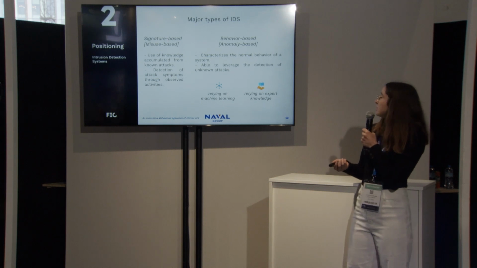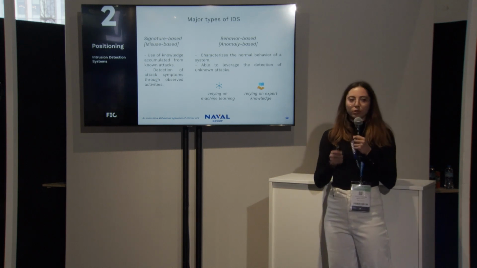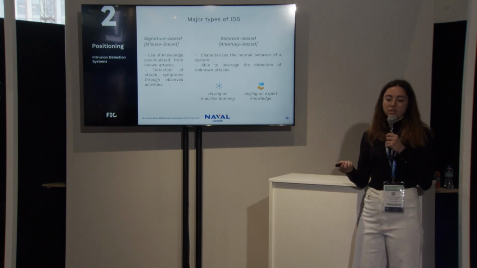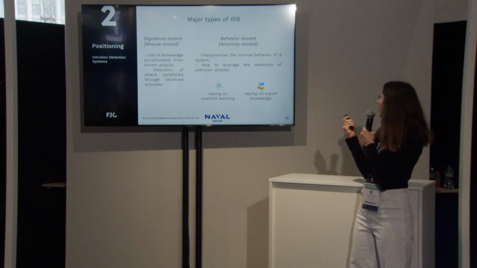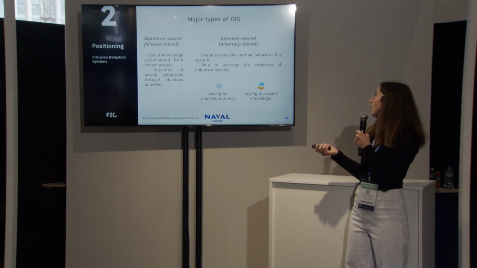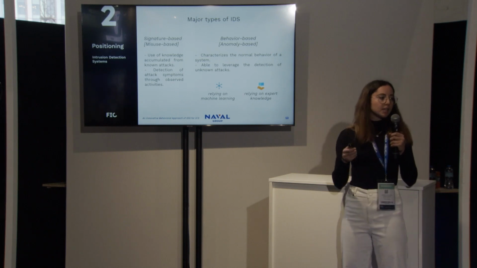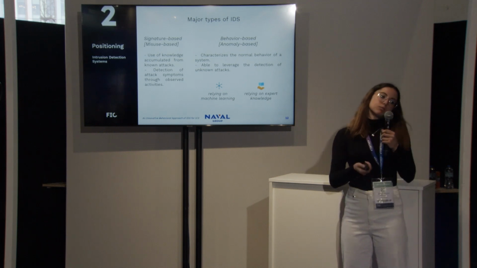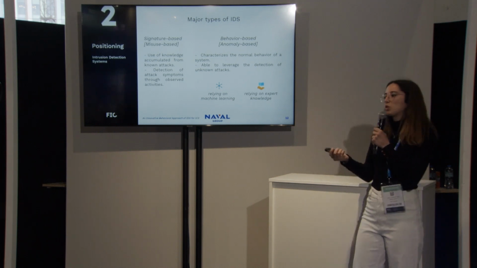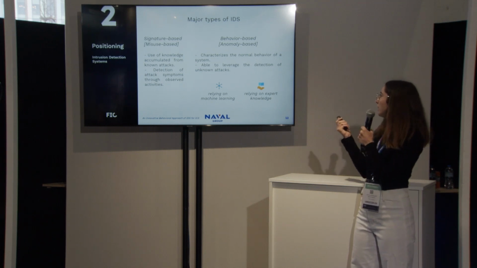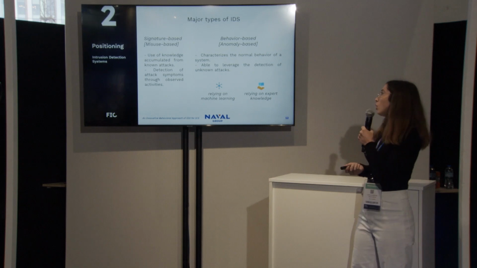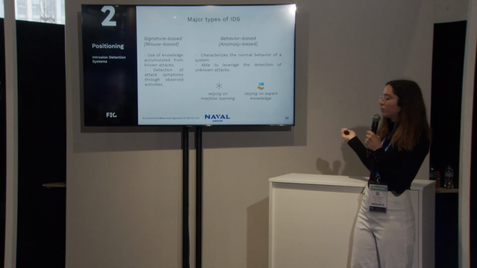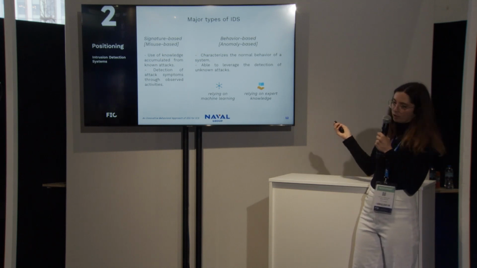Whereas in behavior-based IDS, you don't focus on the attack, you focus on the system. The main objective is to characterize the normal behavior of a system. So it means that you will be able to detect unknown attacks. Usually there are many ways of deploying a behavior-based IDS, and there are some tools that you can use. Most often you can find behavior-based IDS relying on machine learning or behavior-based IDS relying on expert knowledge. And this is what we do, the expert knowledge.